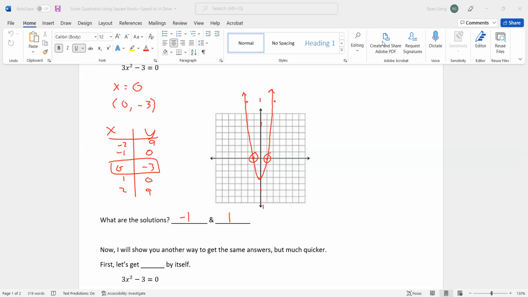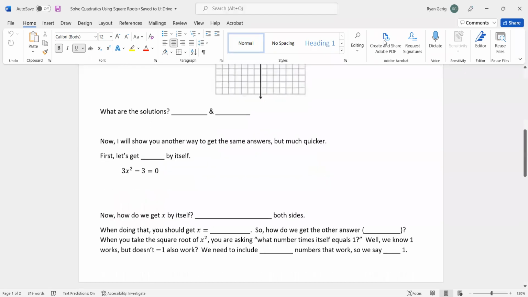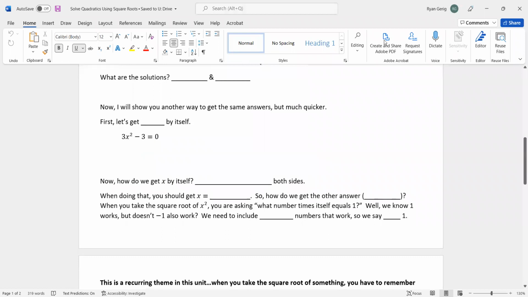We'll go ahead and clear this. Keep in mind what the answers were. The solutions to the previous problem were -1 and +1. So here's the other way of doing it. First, let's get x squared by itself. So I'm going to move some things around. I'm going to move both 3's. I'm going to start by adding 3 to both sides. So 3x squared equals +3. Then I'm going to divide by 3. Okay, and I get x squared equals 1. Cool, I've got x squared by itself.